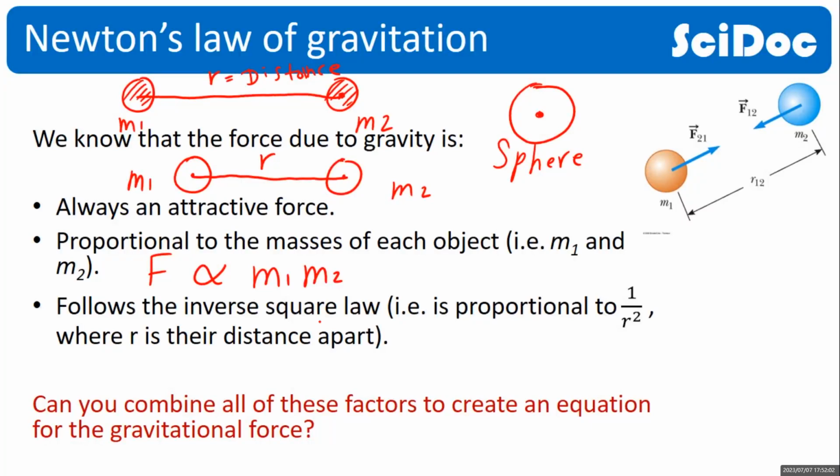Similarly, the law says that the force is inversely proportional to the square of the distance between them. It means that the force and the distance are inversely proportional to each other. Inversely proportional means that if we increase the distance between two objects, the force must decrease. And similarly, if we decrease the distance between the centers of two objects, the force must increase. So this is showing an inverse relationship. But it's not just an inverse relationship, it is the square of the distance.